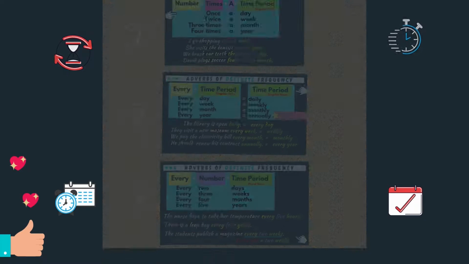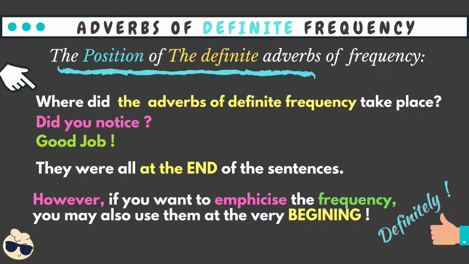Where did the adverbs of definite frequency take place? Did you notice? Good job! They were all at the end of the sentences. However, if you want to emphasize the frequency, you may also use them at the very beginning.